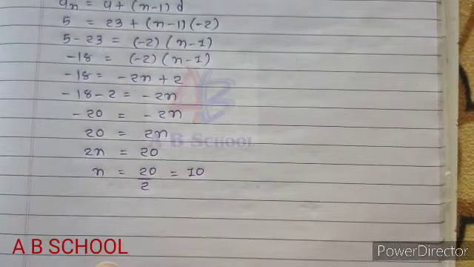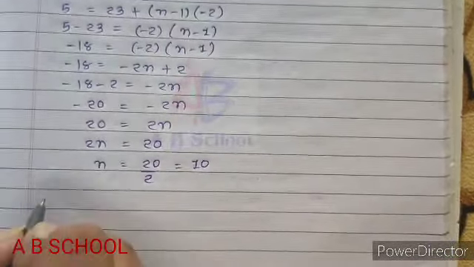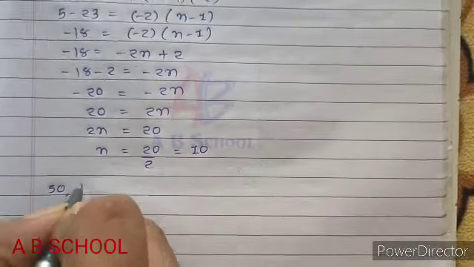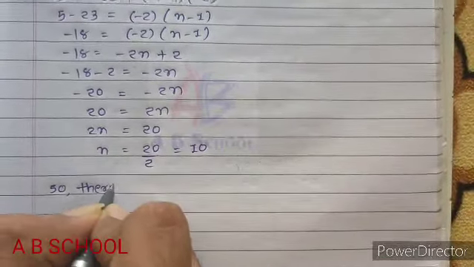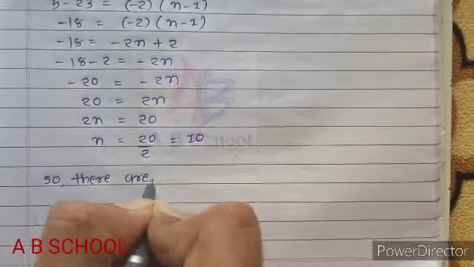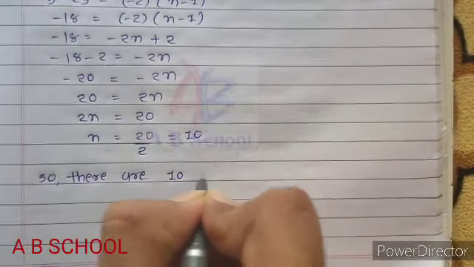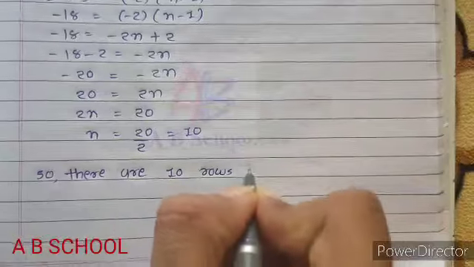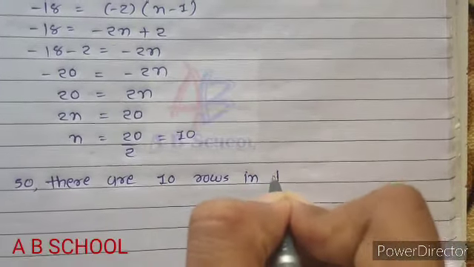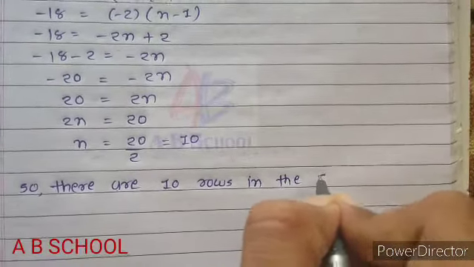The value of n is equal to 10. Therefore, there are 10 rows in the flower bed.